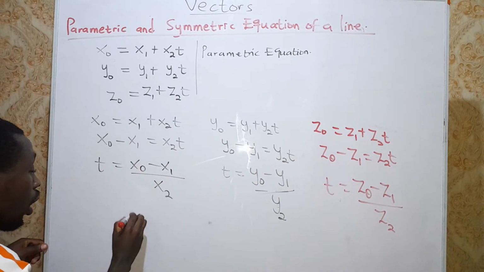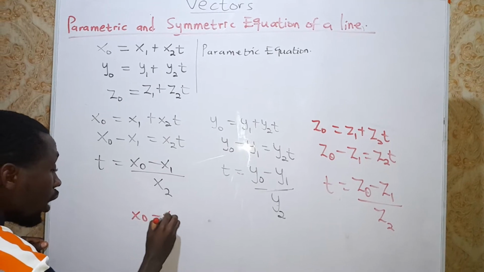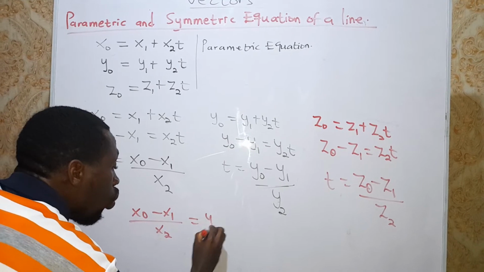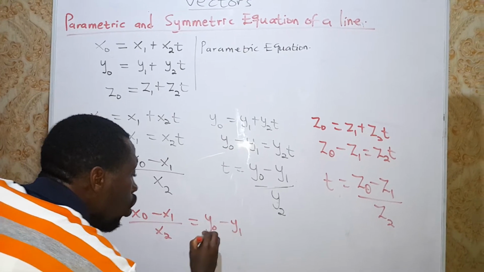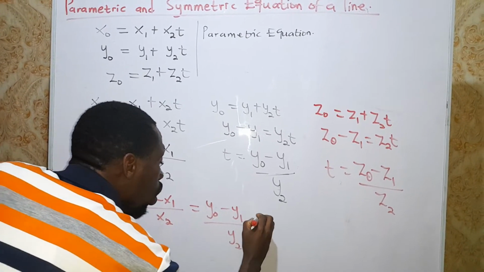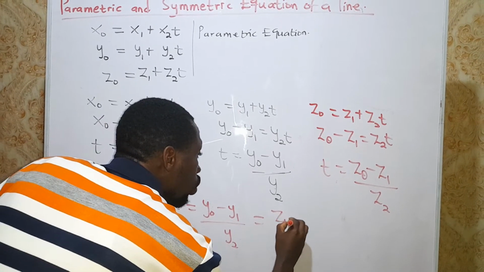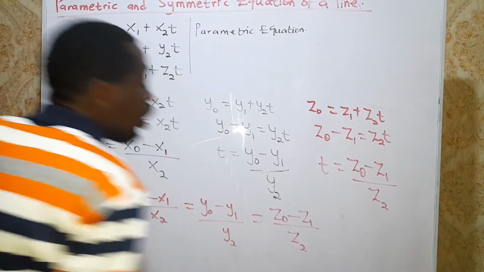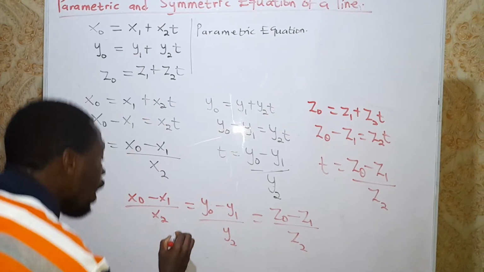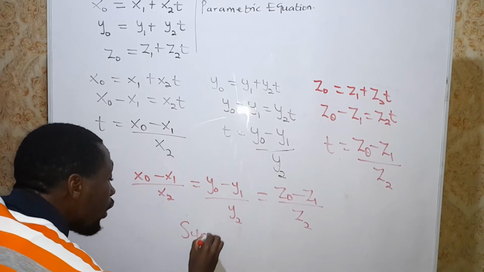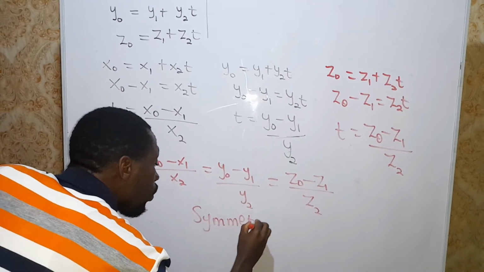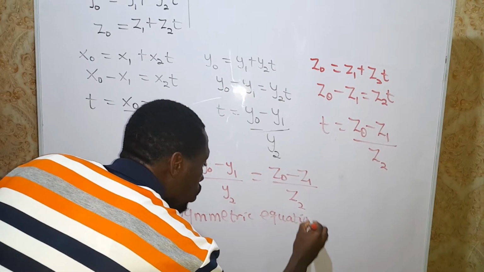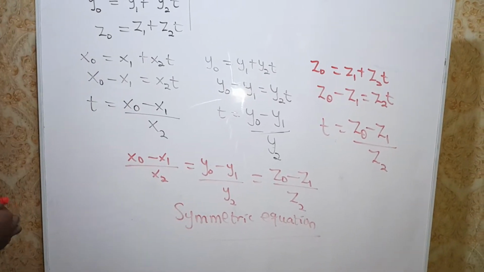That's x0 minus x1 all over x2 equal to y0 minus y1 all over y2, also equal to z0 minus z1 all over z2. Then we say this becomes the symmetric equation of the line. I hope you get that.